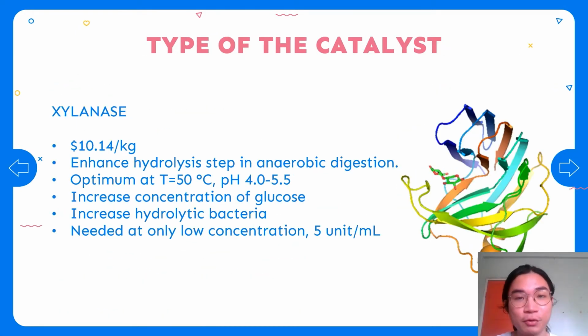The catalyst that we propose to be used in our reactor system is the enzyme xylanase. It helps to enhance the hydrolysis step in anaerobic digestion, and it operates optimally at temperature of 50 degrees Celsius at pH range of 4 to 5.5. By enhancing the hydrolysis steps, it helps to increase the concentration of glucose produced. Glucose is a very important reactant intermediate for the subsequent reactions. It also helps to increase the hydrolytic bacteria in the reactor.